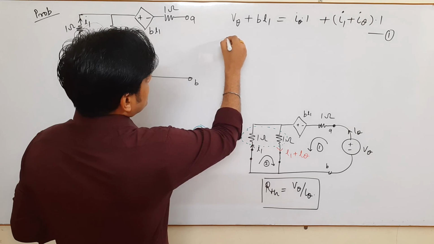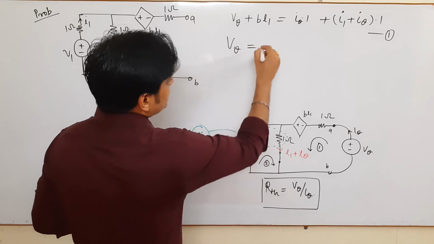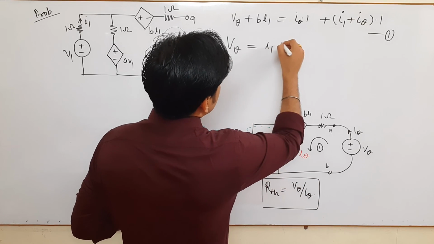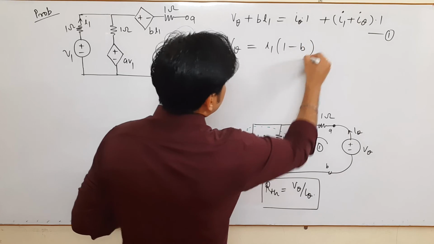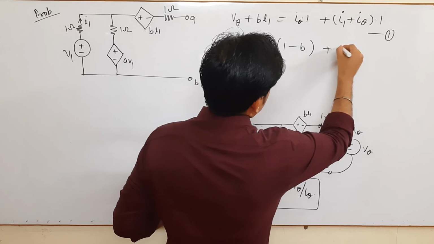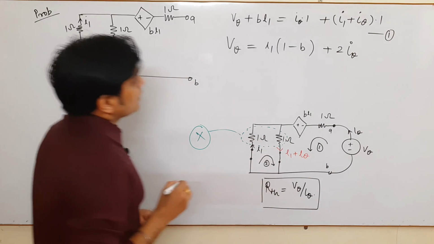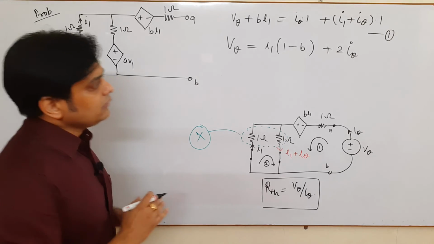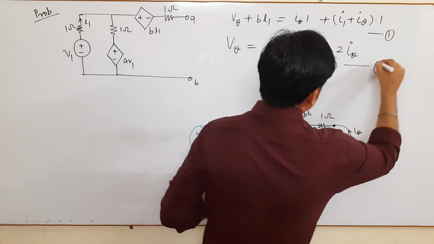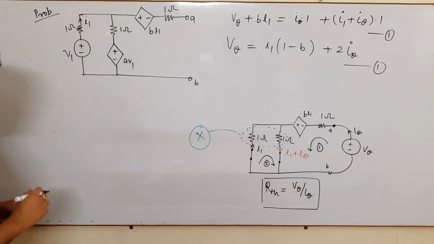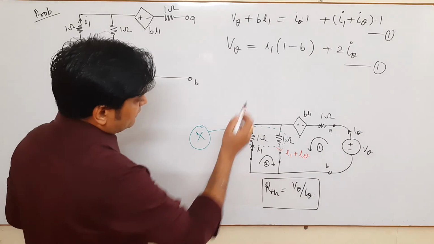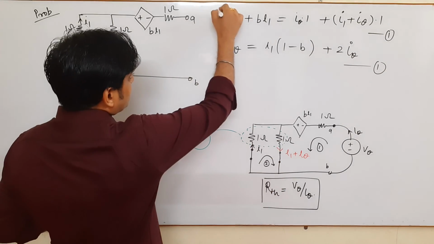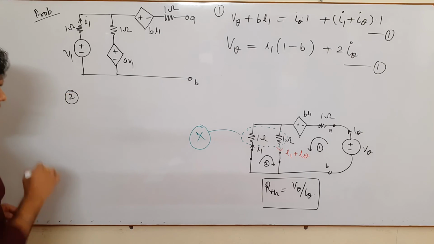So you can easily write it as Vθ equal to, take I1 as common. So how much is it? That comes to be 1 minus B, plus 2 Iθ. So this is the value of Vθ. If you find the value of I1, one can easily find the relation between Vθ and Iθ. Now please see, we will find the relation between I1 and Iθ. We will apply this second law, this is for first, this is for second.